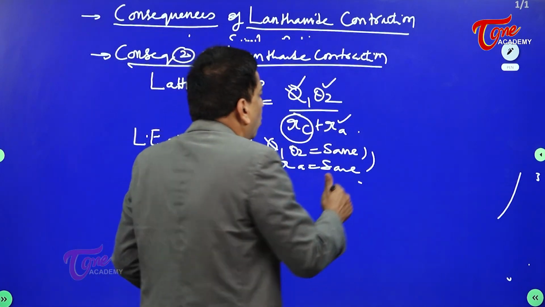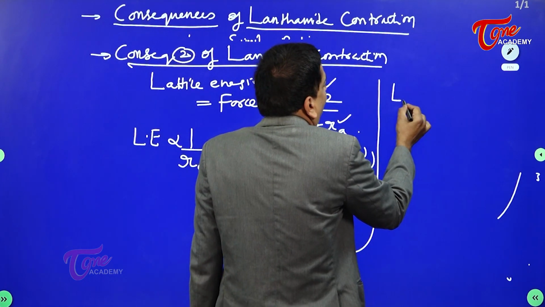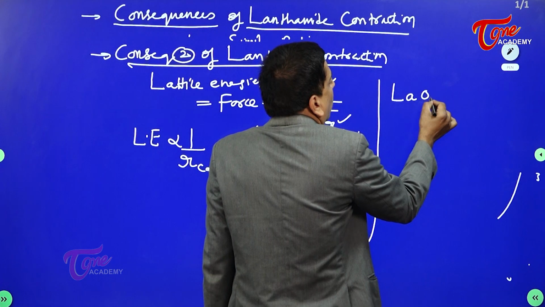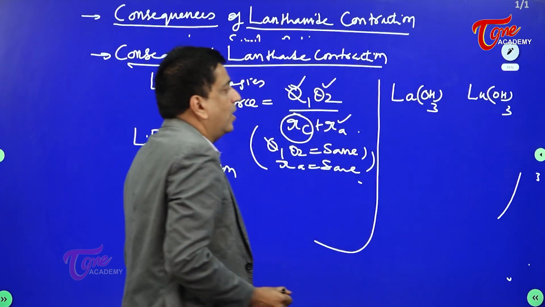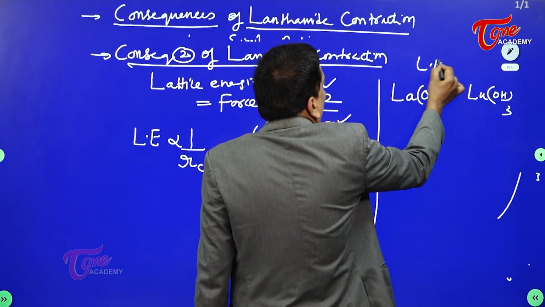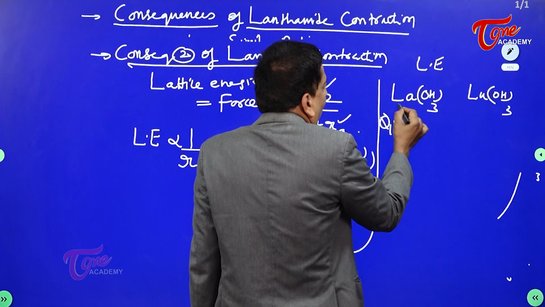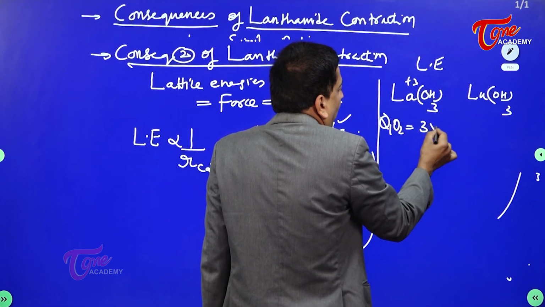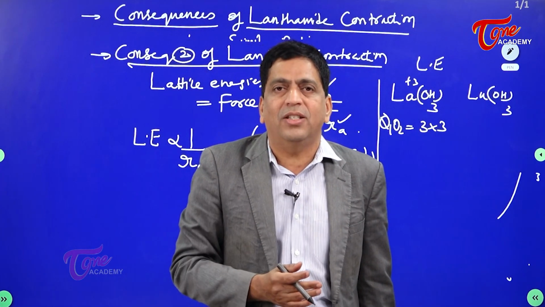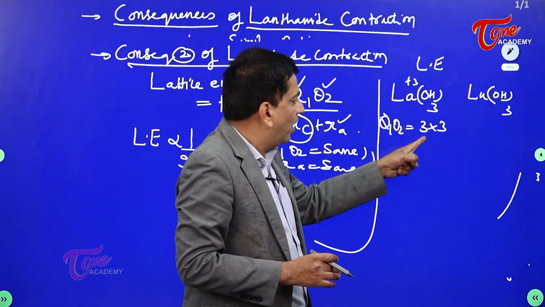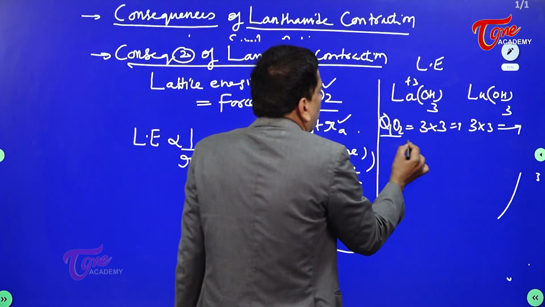For example, if you actually wanted to compare the lattice energy of lanthanum hydroxide with that of lutetium hydroxide, if you wanted to compare the lattice energies of these, right? So what is Q1, Q2? If I write Q1, Q2, lanthanum is plus 3. So 3 into 3, OH minus, you have a minus charge over there. So 3 into minus 1 is minus 3. So 3 into 3 will be 9. And for this also 3 into 3, which is 9. So Q1, Q2 is basically the same.